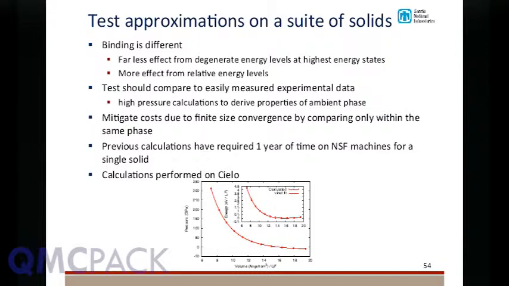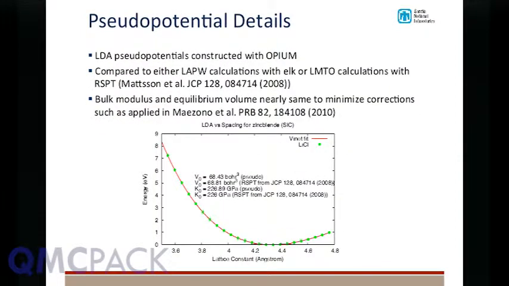This can get incredibly expensive. It used to be that if you were going to do energy versus volume of a single solid phase, this was probably going to be your computer allocation for the year on an NSF machine. So one thing that we do is, if we only compare within a single phase, then we just have to worry about relative convergence of things like finite size effects, not absolute convergence. And then finally, I happen to have access at that time to a fairly large computer.